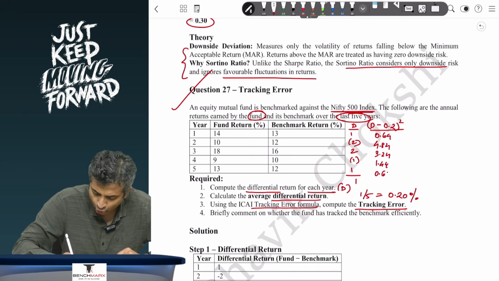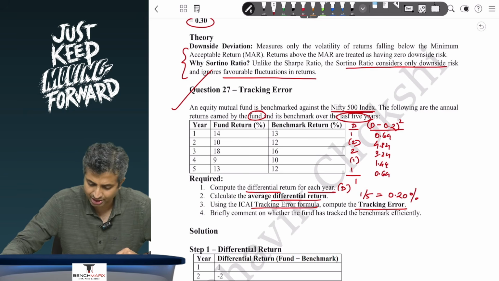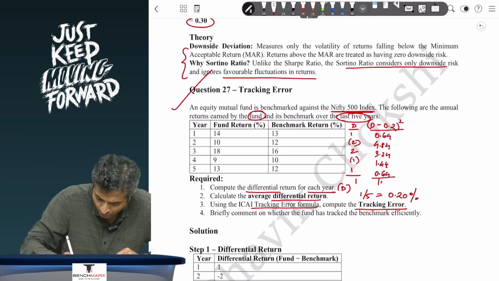So if I take the total of all of these, what do I get? Well, I will get approximately, just a second, 3.24, 1.44 and 0.64, maybe 10.8. I will get a total of 10.8.